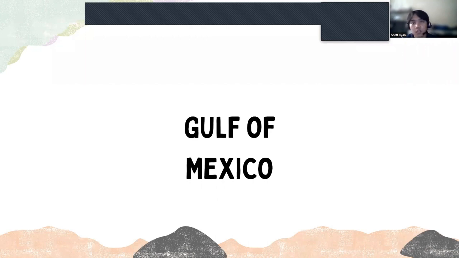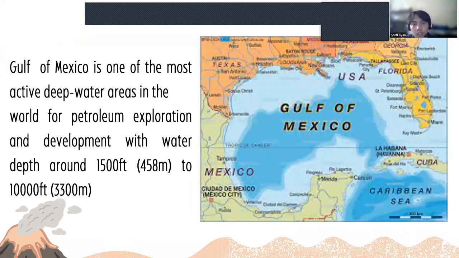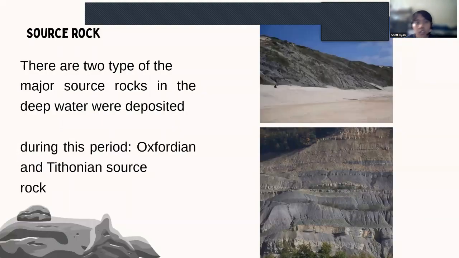Okay, so moving on to Gulf of Mexico, which is another deep water area. Gulf of Mexico is one of the most active deep water areas in the world for petroleum exploration and also development, with water depth around 1,500 feet, which is 458 meters, to 10,000 feet, which is 3,300 meters. As you can see, for the source rocks of Gulf of Mexico, there are two major types of source rocks deposited in the deep water, which are the Oxfordian and also the Tithonian source rock.